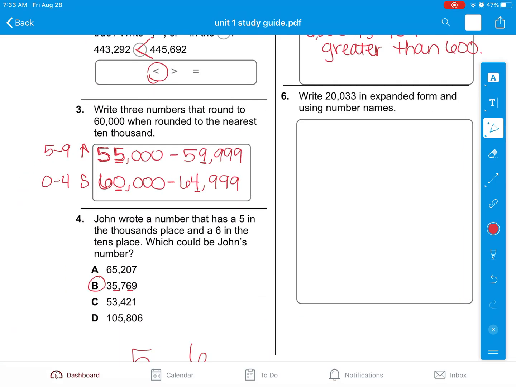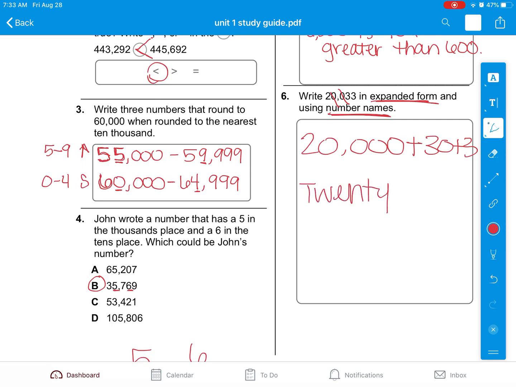Number 6, you had to take that number and write it in expanded form and using number names. So that's word form. So that would have been 20,000 plus, if there's zeros, you just skip them. 20,000 plus 30 plus 3. And then you should have written it as words as well. 20,000 33.